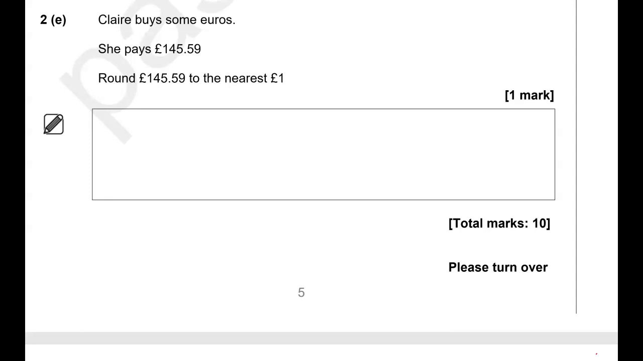So first we need to locate the digit that represents the pounds, the unit pounds, right? Or just the units. That is the 5 here. So this tells me that this amount, £145.59, sits in between £145 and £146. Right there, bang on in the middle, will be £145.50. £145.59 will be perhaps here, so that is closer to £146. So to the nearest pound, we'll round this as £146.